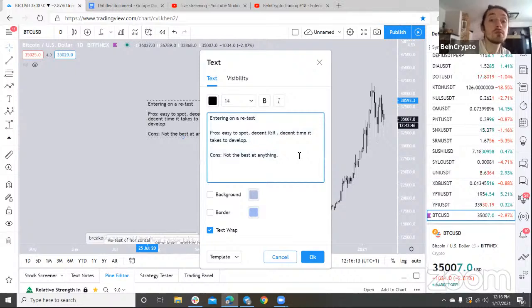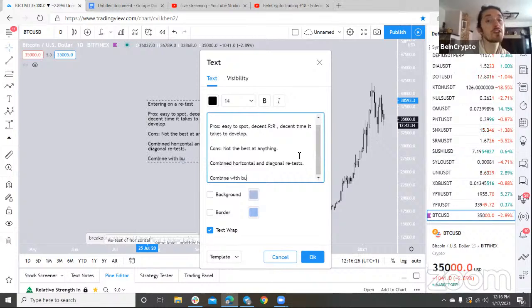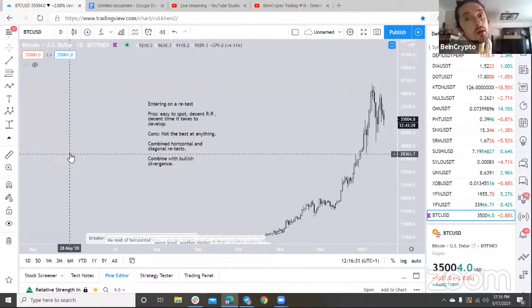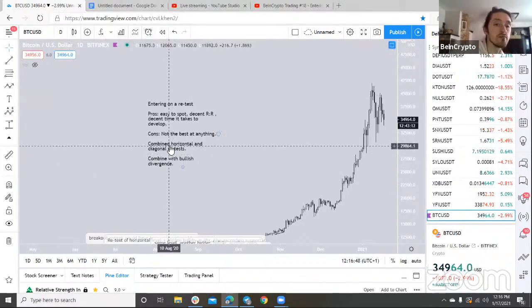Now, how to make it better? So combine horizontal and diagonal retests and combine with bullish divergence. Now, when I say combine with bullish divergence, it's because I use the RSI a lot, but if you use, I don't know, Bollinger Bands, moving averages, clouds, whatever, combine it with the bullish indication in those, or the bearish indication in those, if you're shorting instead of longing.